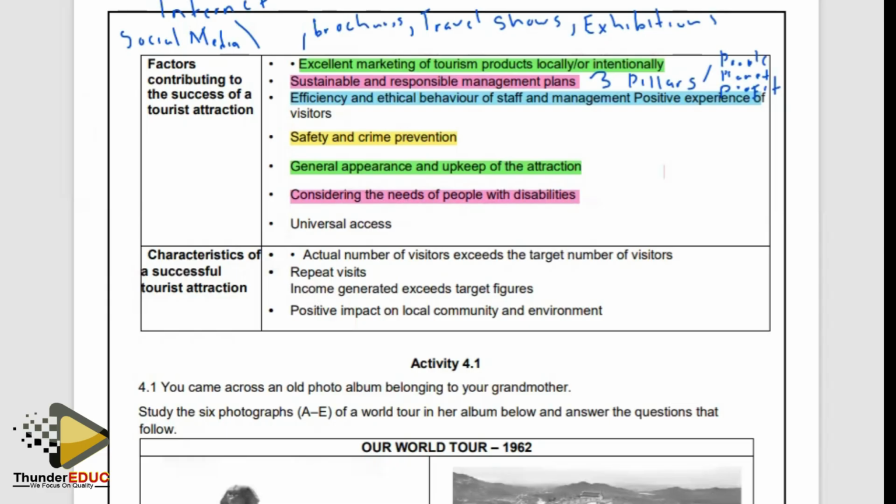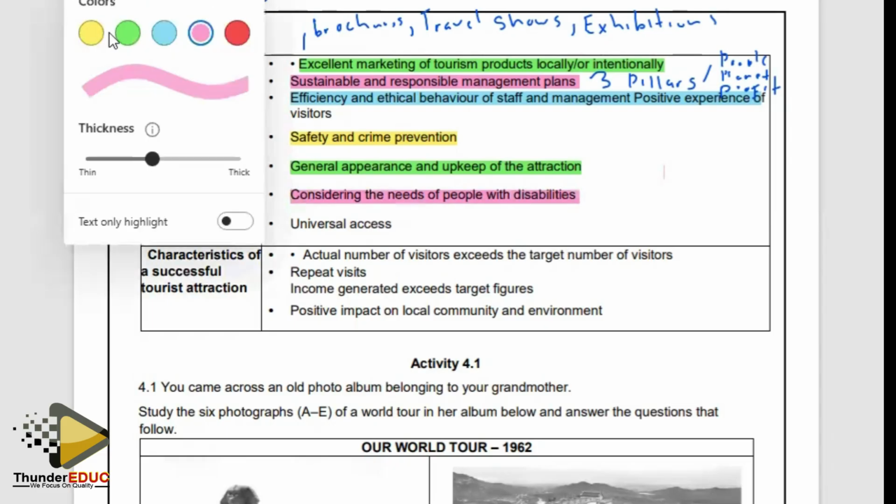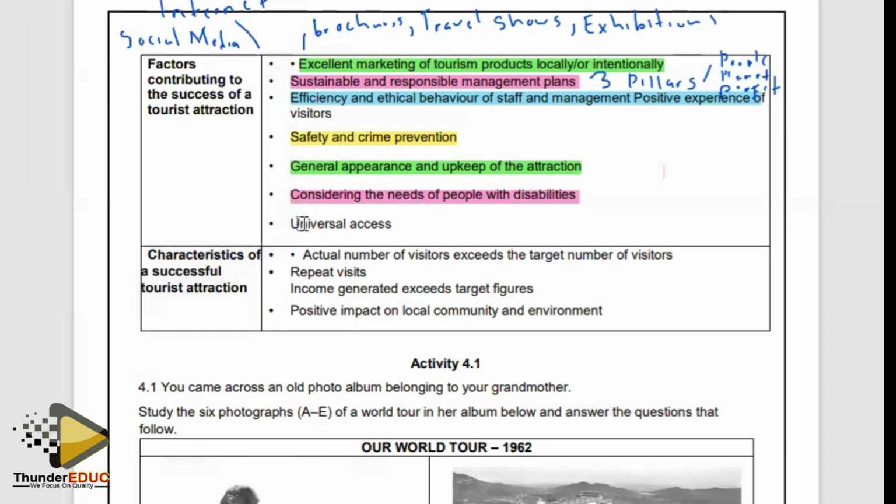The next factor is universal access. Universal access is catering for the needs of various people, regardless of their social status, regardless of their cultural background, or regardless of their sexual orientation. So that is universal access. You must cater for different people's needs.